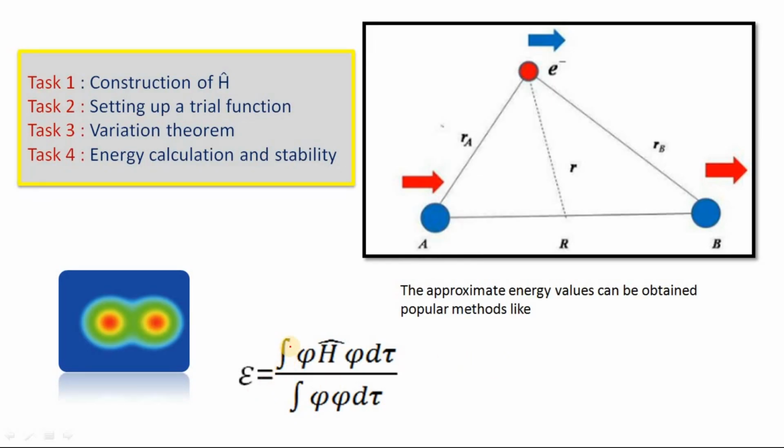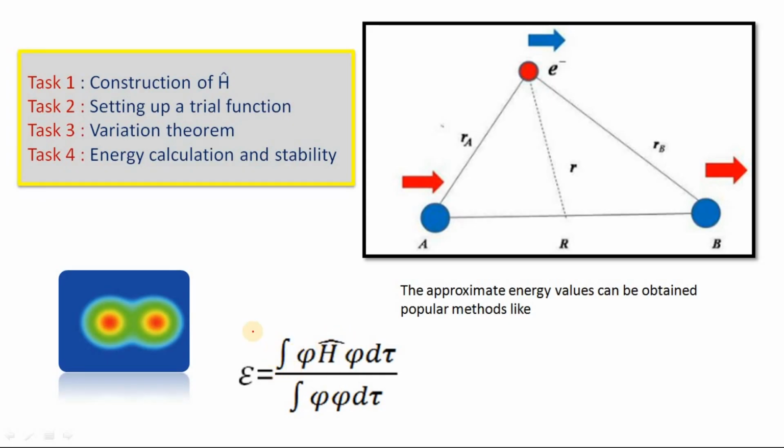This energy can be calculated by ψ H operator ψ over all space θ, and in order to normalize it, we have the denominator ψ squared dτ. So that will be helpful for us to normalize things.